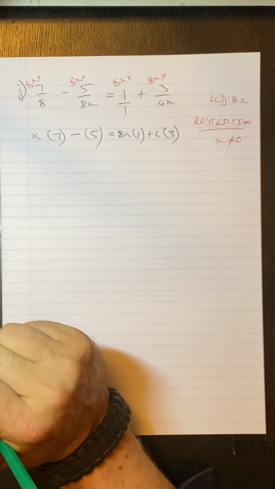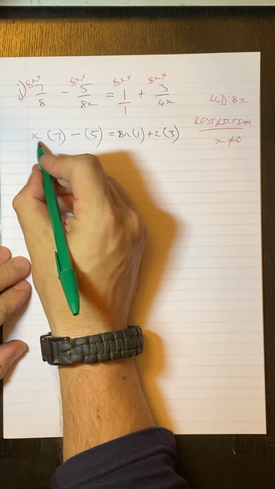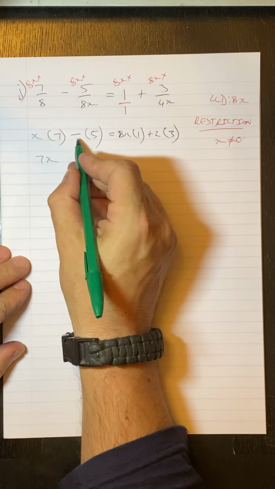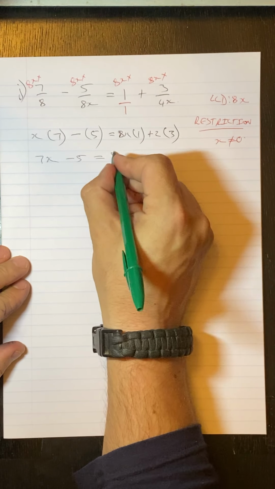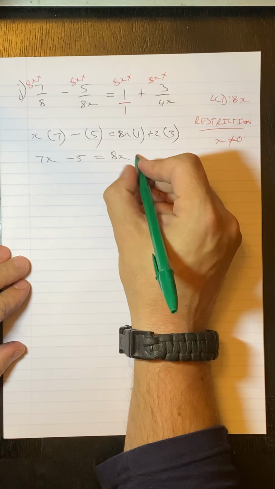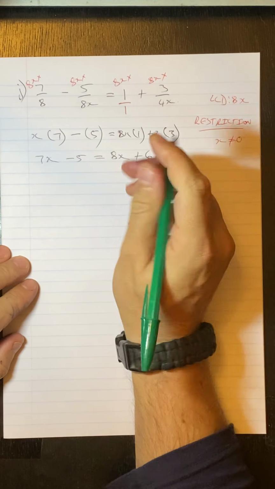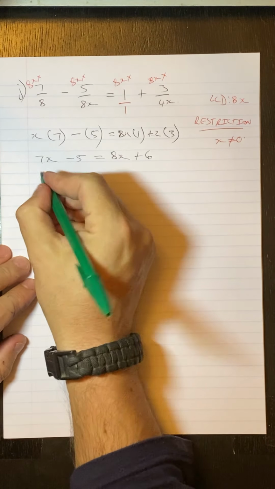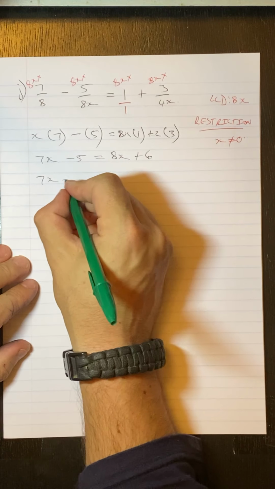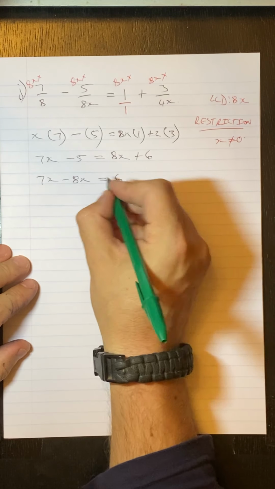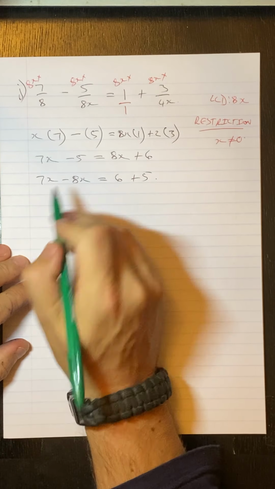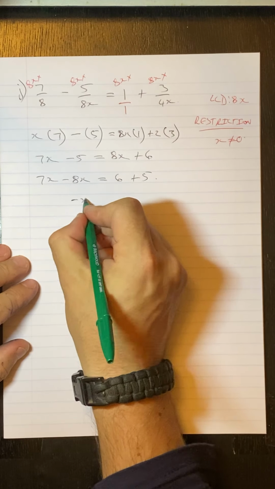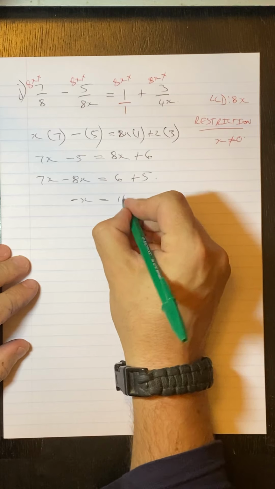Okay, get rid of the brackets. X times 7 is 7x minus 5 equals 8x times 1 is just 8x, and then 2 times 3 is 6. X is to this side, numbers to that side. 7x minus 8x is equal to 6 plus 5. 7x minus 8x is minus x equals 6 plus 5 is 11.